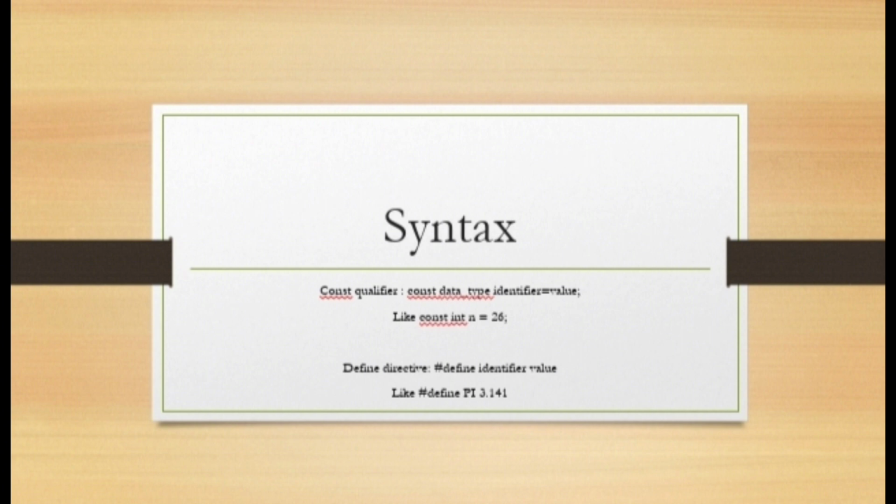The constant qualifier has the syntax: const data_type identifier = value. Look at the example: int n = 26;. The define directive syntax is #define identifier value. This is probably used after the header files. You can see at the last line that pi is used with the define directive.